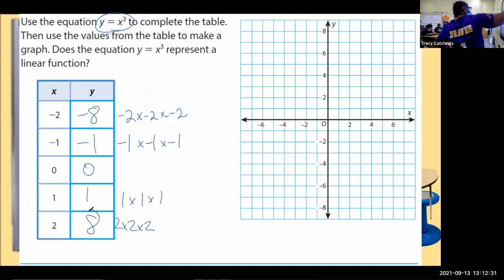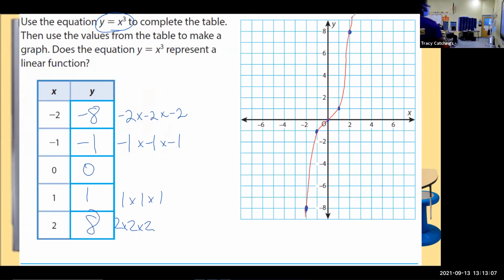All right, so then find -2. You can count by ones. There should be enough room for your x and y to count by ones. -2, -8. -1, -1. 0, 0. 1, 1. 2, 8. And then don't forget to do what? Connect those points.